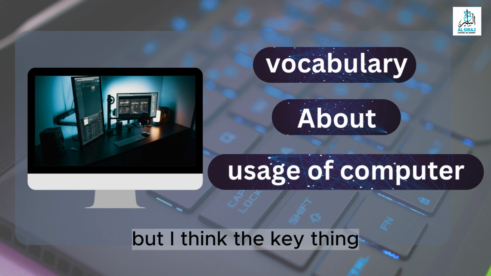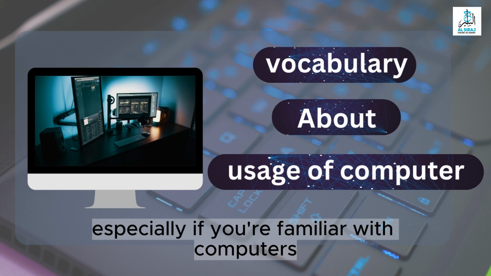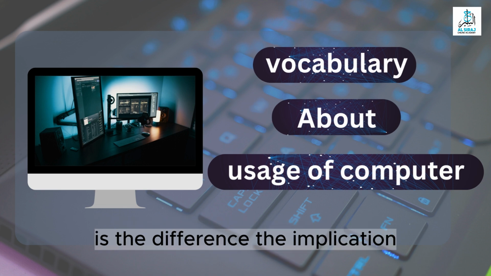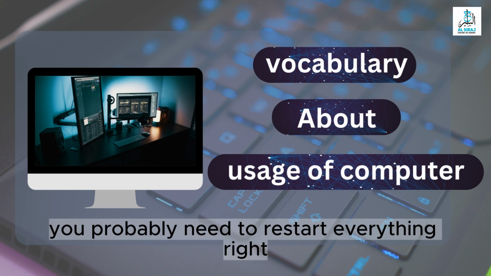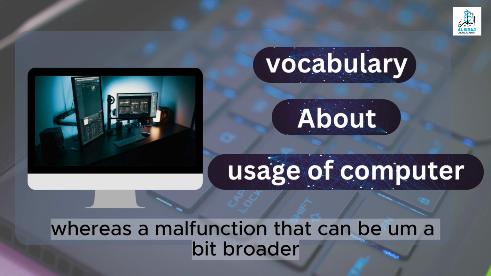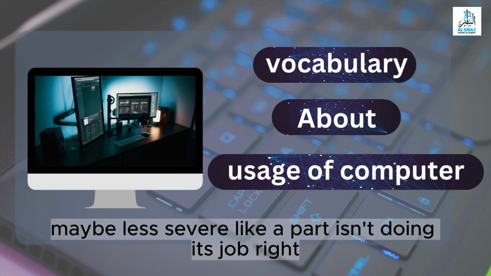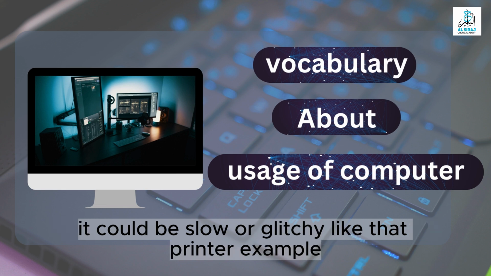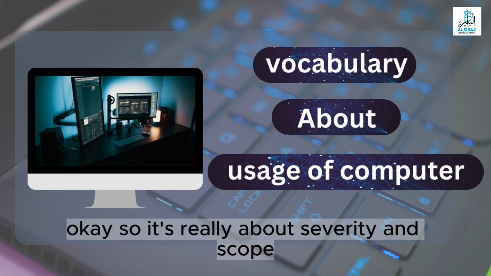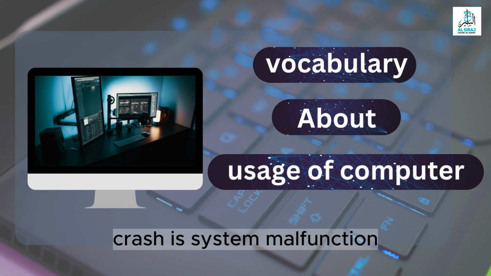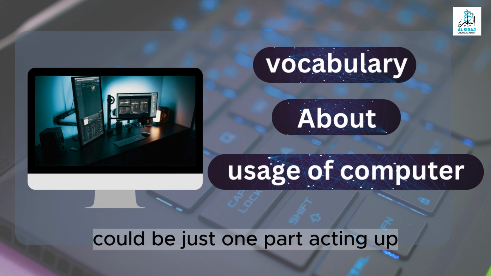But I think the key thing, especially if you're familiar with computers, is the difference, the implication. A crash, like you said, usually feels like a big system-wide failure. You probably need to restart everything. Right, total stop. Whereas a malfunction can be a bit broader, maybe less severe. Like a part isn't doing its job right. It could be slow or glitchy, like that printer example. It doesn't necessarily take the whole computer down. Okay, so it's really about severity and scope. Crash is system. Malfunction could be just one part acting up.